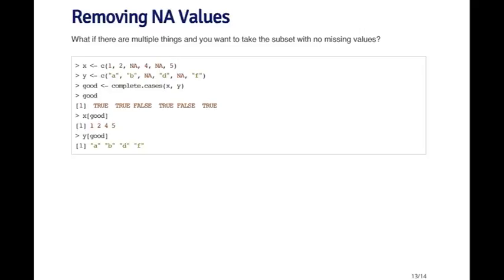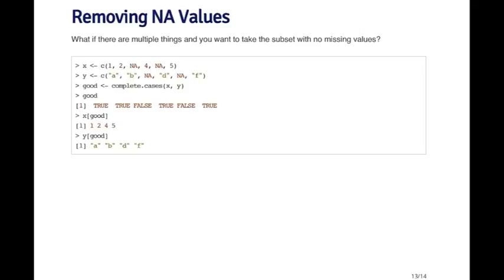So I can use the complete cases function on both vectors, which will give me a vector that tells me which positions have both elements non-missing. So you can see the first two are both non-missing. I got 1, 2 in the first one, and A, B in the second one. The 3rd one's missing. The 4th one is non-missing. The 5th one is missing, and the 6th one is non-missing. So for both vectors X and Y, I want the 1st, the 2nd, the 4th, and the 6th elements.